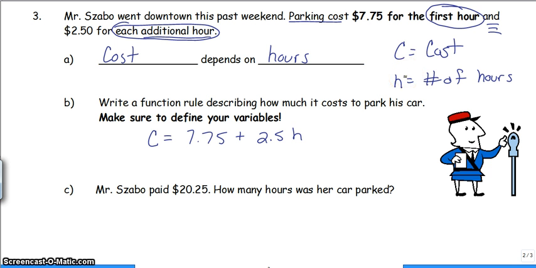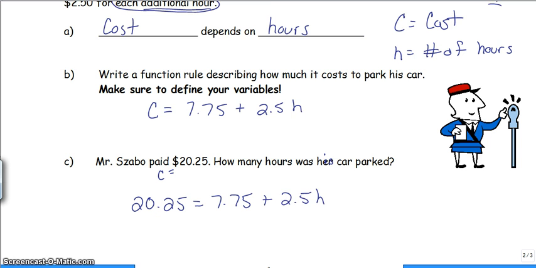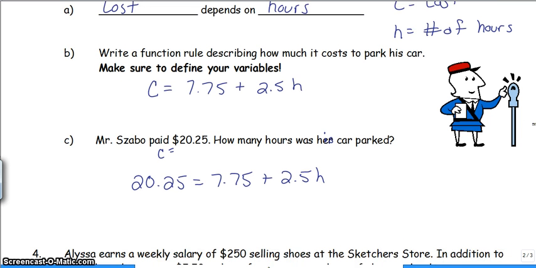Part C in this asks, if I paid $20.25, how many hours was I parked in the car? And it should say his. That's awkward. So how many hours was I parked? The cost is $20.25. 20.25 is 7.75 plus 2.5 H. That's my algebra problem now. Go ahead and solve that equation.